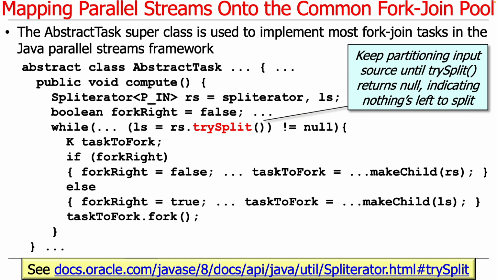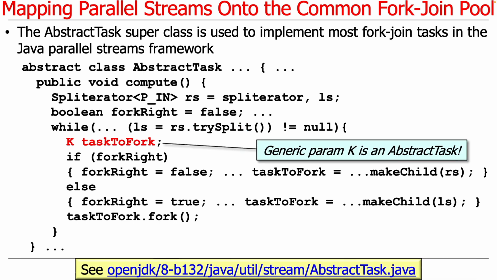And you can see here, it will repeatedly call try split on the input source that it's been given until there's nothing left to split. So every time it calls try split, if it gets a non-null back, it'll execute the body of the loop, which we're going to look at in a second. However, when it gets a null back, that says, OK, we're done. Now go ahead and do the rest of the processing.